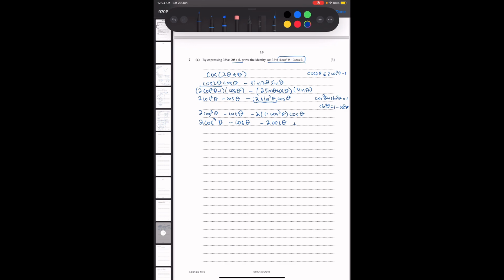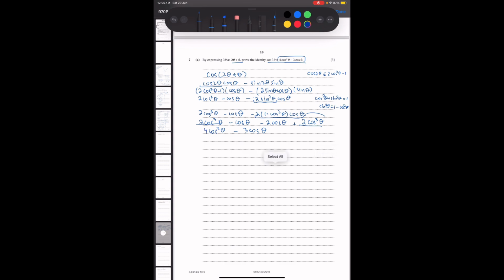2 cos cube theta minus cos theta minus 2 cos theta, and then plus 2 cos theta being multiplied by cos square theta. So it becomes 2 cos cube theta. This is basically the same as 2 cos theta multiplied by 1 minus cos square theta, right? So now 2 cos cube theta plus 2 cos cube theta is 4 cos cube theta, and then minus cos theta minus 2 cos theta is minus 3 cos theta. So hence shown that this identity is proven.